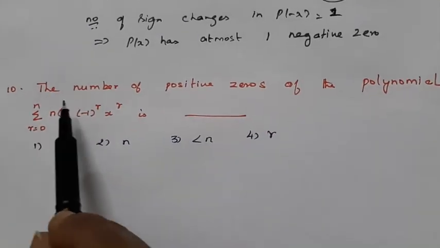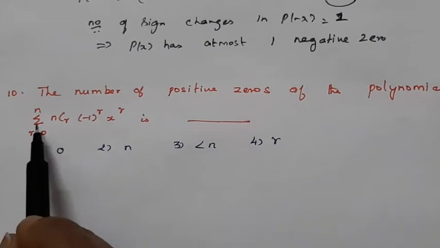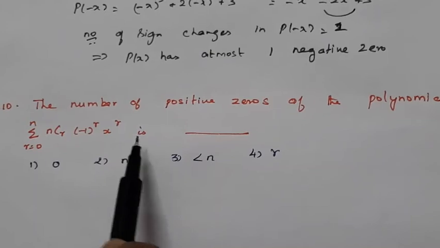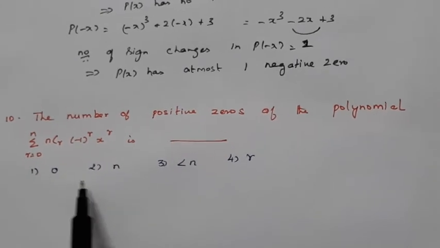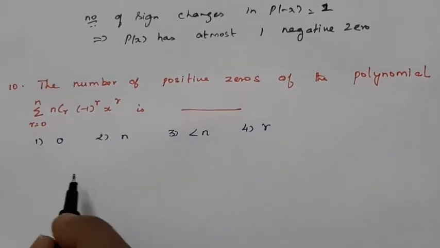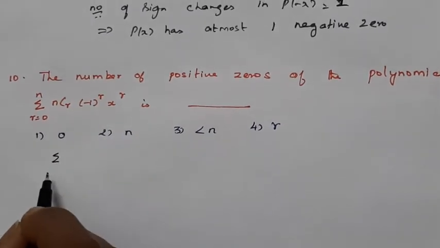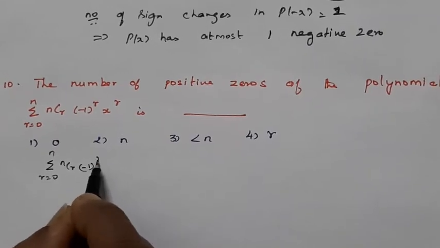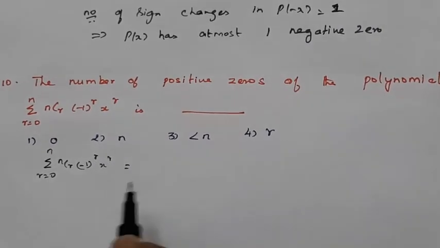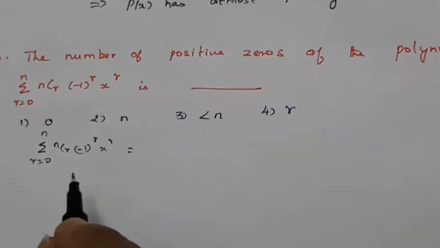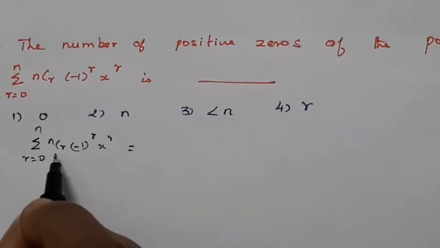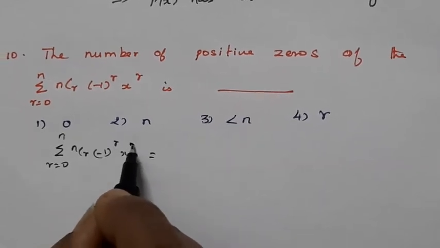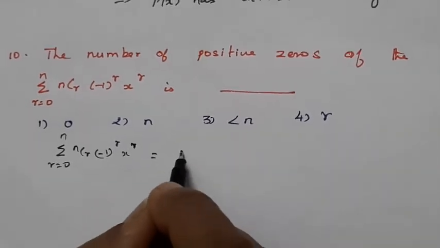Last one, 10th one, the number of positive zeros of the polynomial sigma r equal to 0 to n, nCr into minus 1 the whole power r into x power r is dash, and the options are 0, n, less than n and r, right? See, what is the given polynomial? Sigma r is equal to 0 to n, nCr into minus 1 the whole power r into x power r. So what does this give? When you substitute r as 0, nC0 is 1, minus 1 the whole power 0 is also 1 and x power 0 is 1. So the first term is 1.